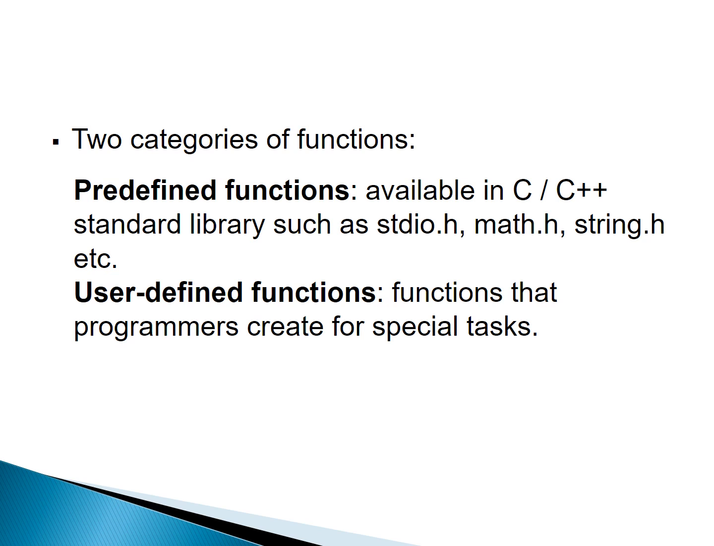These are the two categories of functions: predefined functions available in C and C++ standard libraries such as stdio.h, math.h, string.h, conio.h, etc., and user-defined functions, which are functions that programmers create for special tasks. A special task can be any task; it depends on the requirement of the programmer.